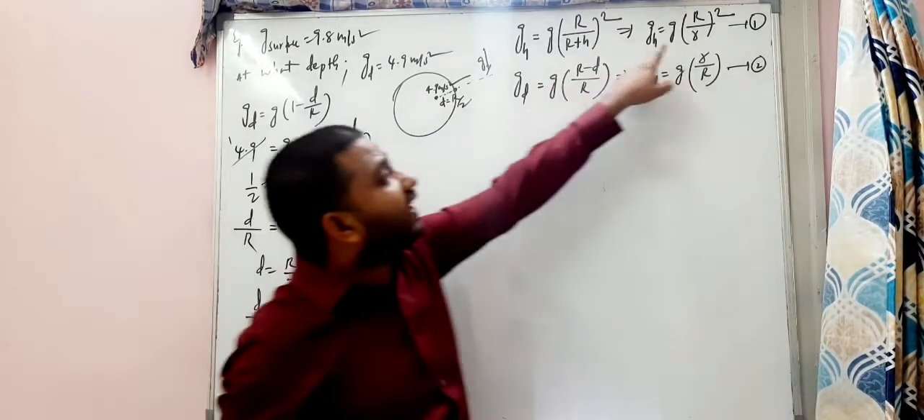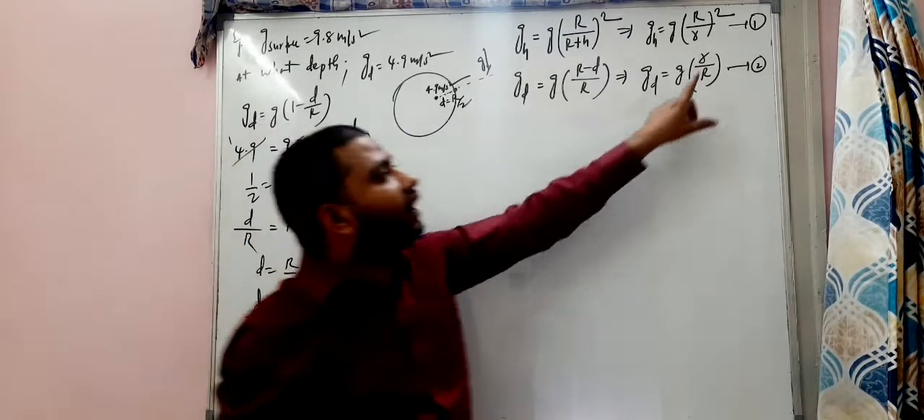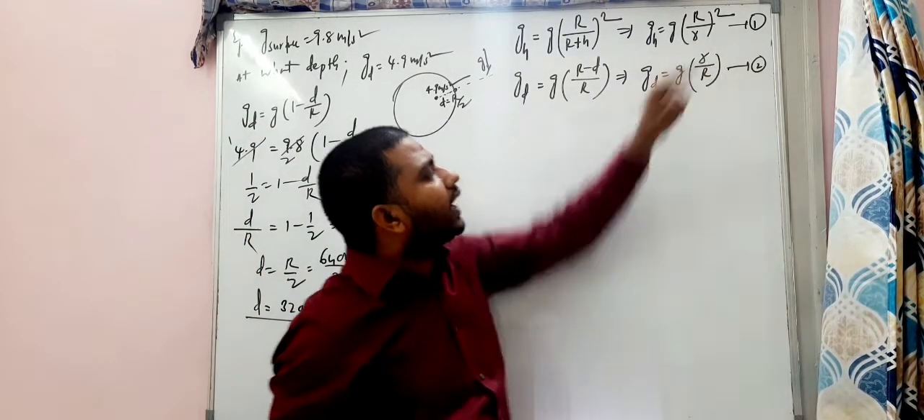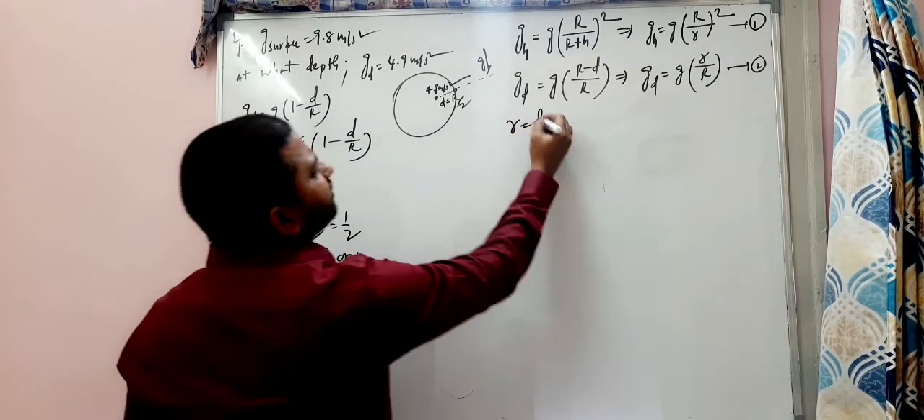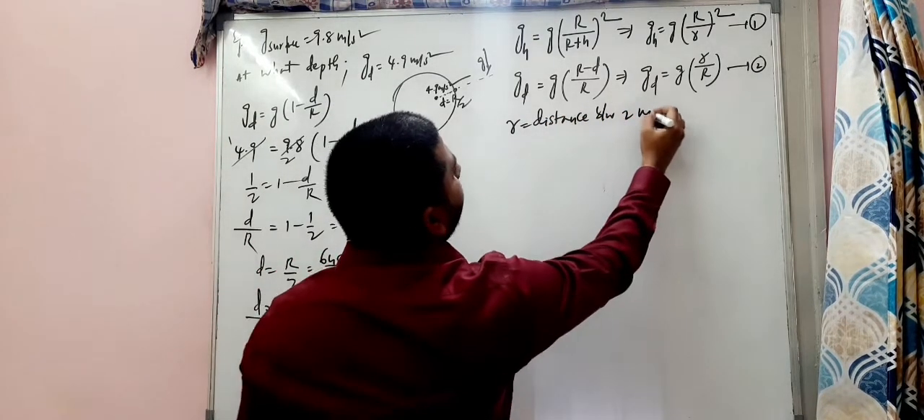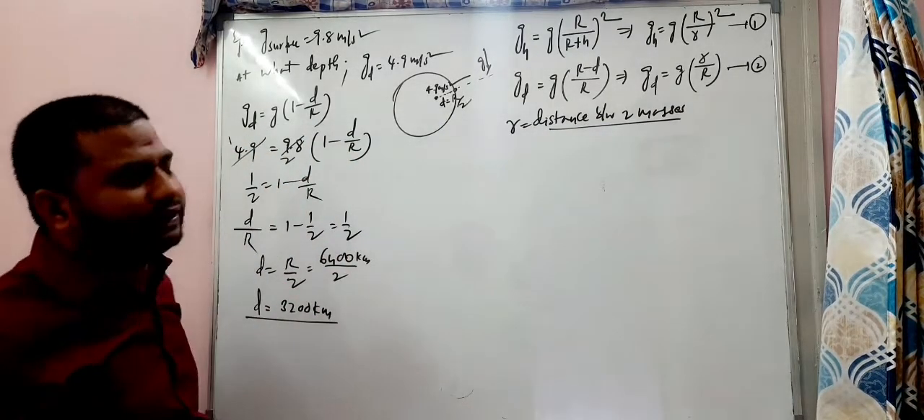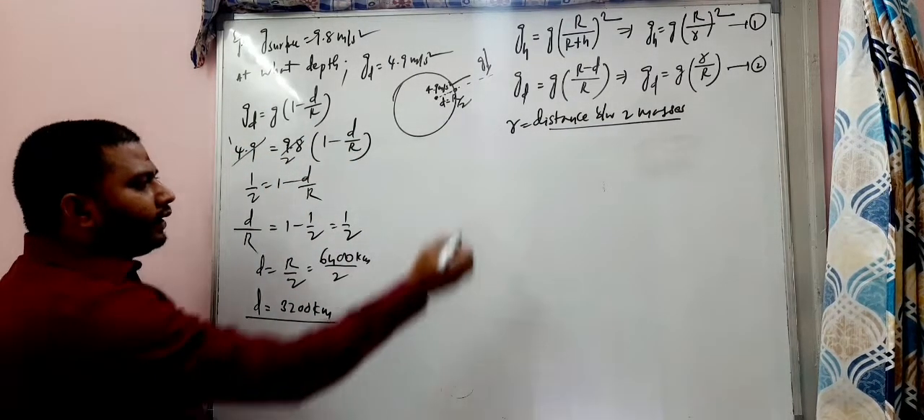In the height case I have taken the distance as small r, and in the depth case also small r. Small r is what? The distance between the two masses. Carefully observe. I'll explain the distance between the two masses.